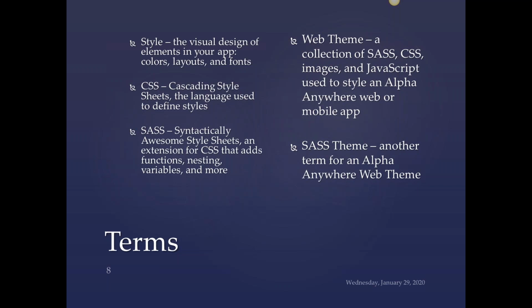Within Alpha Anywhere, a web theme is what we call a style, and it's a collection of SAS, CSS, images such as SVG icons or font icons, and JavaScript, all combined together to style your app. Right below that, I've got SAS theme, which is just another term for an Alpha Anywhere web theme. It's something you're going to see in the application, but both web theme and SAS theme apply to an Alpha Anywhere theme currently.